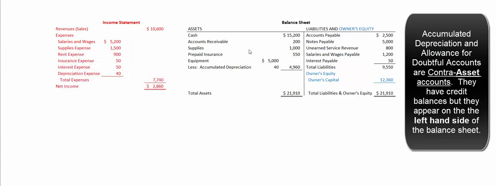Similarly, allowance for doubtful accounts, which we'll talk about later, is a contra asset account that offsets the balance of accounts receivable. Those two accounts have credit balances, but they aren't over here. They're on the left-hand side of the balance sheet.